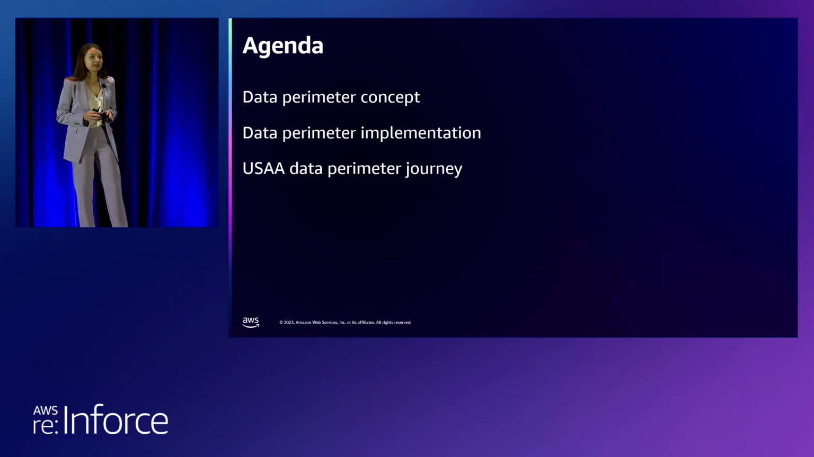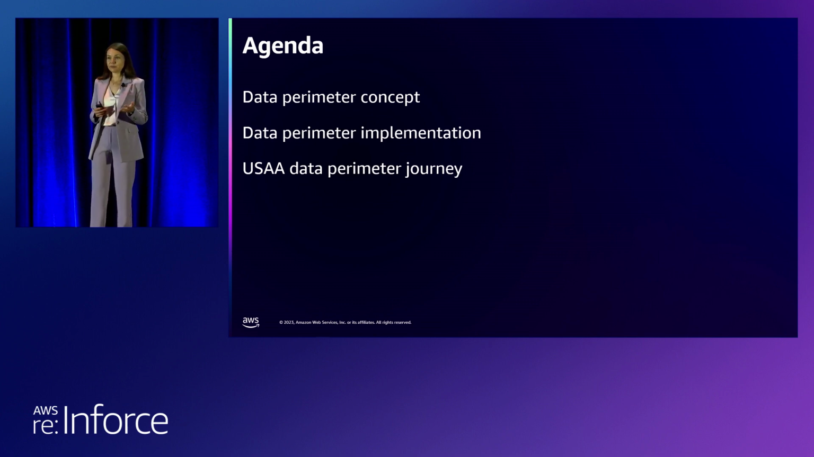My name is Tatiana Itskevich. I'm a Principal Solutions Architect in AWS, and I'm presenting today with Caleb McDonald and Tyler Warren from the United Services Automobile Association. During this session, we will first look at the concepts of data perimeter.